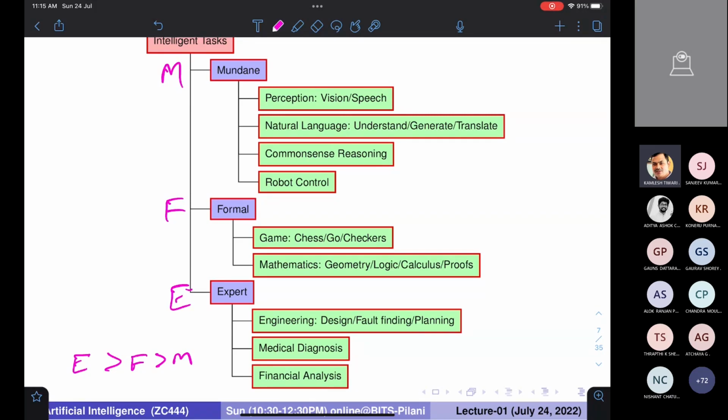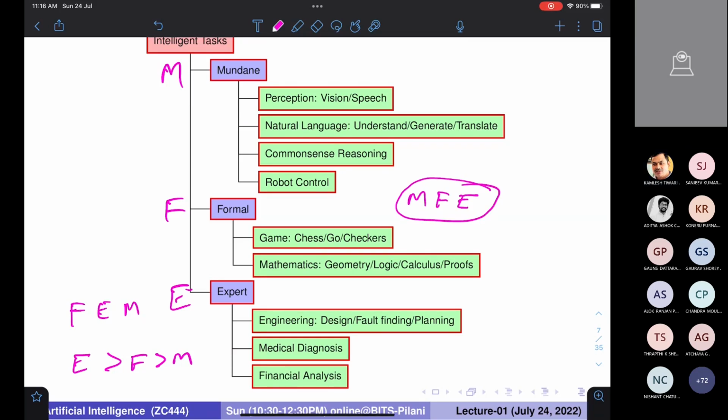Everybody, is there anybody who has red eyes? EFM. Mundane, expert, formal, okay. VS Krishna is telling different. FEM, okay. Somebody is telling F, E, and M. Okay, but the order is M, F, and E.